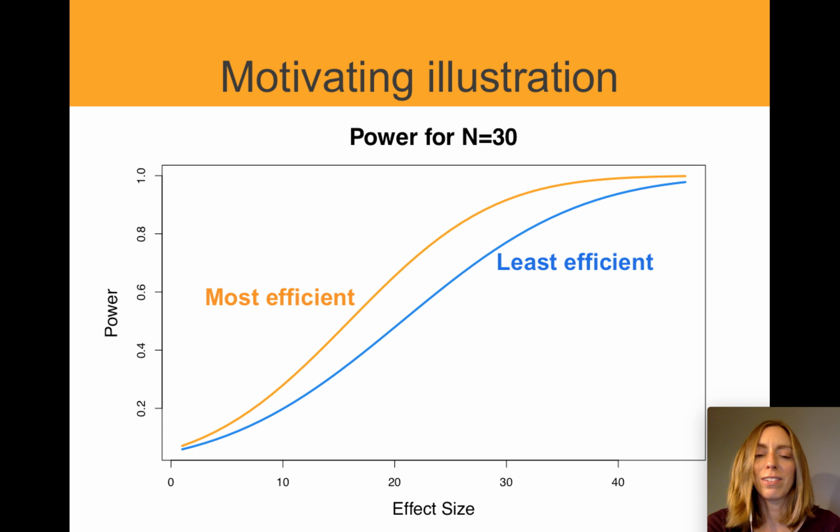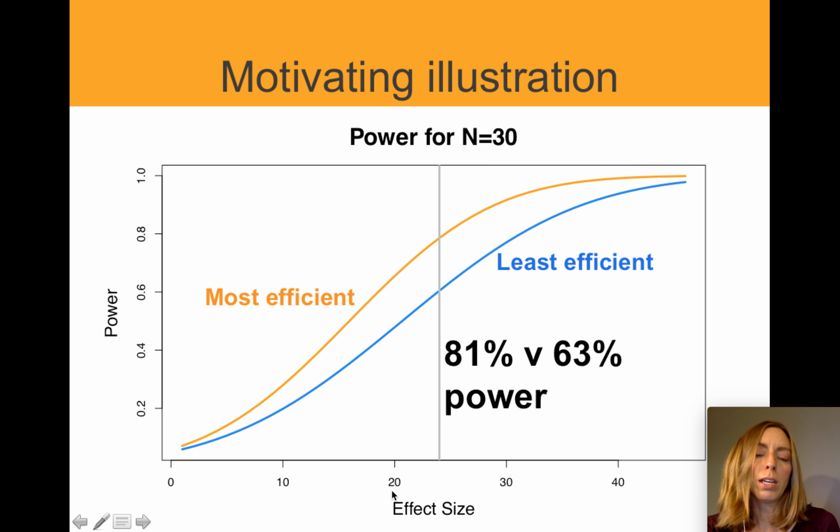Again, the sample size is fixed at 30. Power on the y-axis, effect size on the x-axis. That most efficient design is here in orange, and the least efficient design is in blue. So obviously the most efficient design always has more power than the least efficient design. That difference is smaller for really large effect sizes and really small effect sizes. But in the middle, at this point here, the difference in power is almost 20%, it's 18%. 81% for that most efficient design versus 63%.